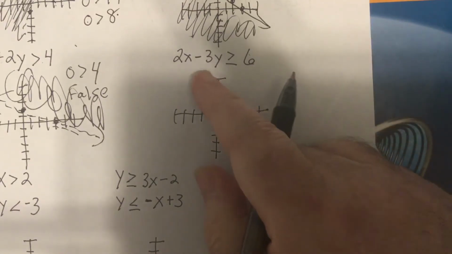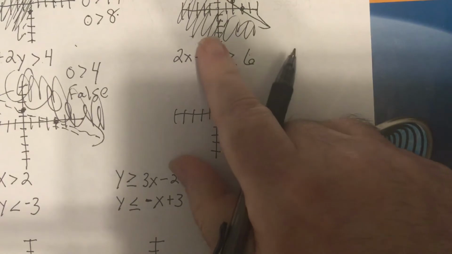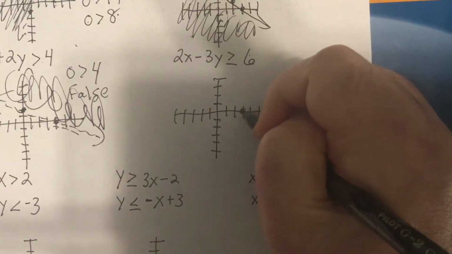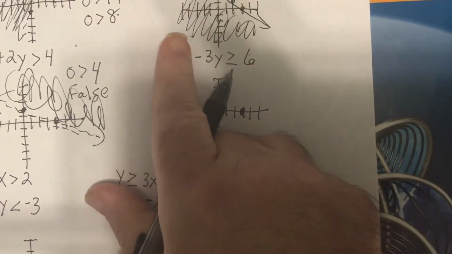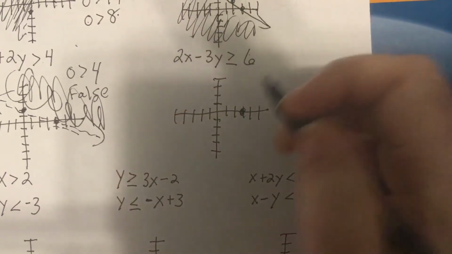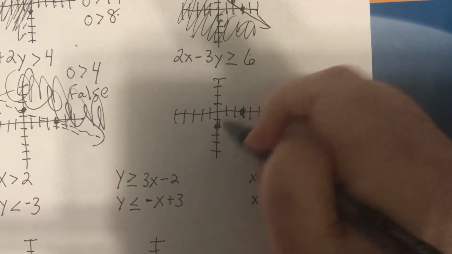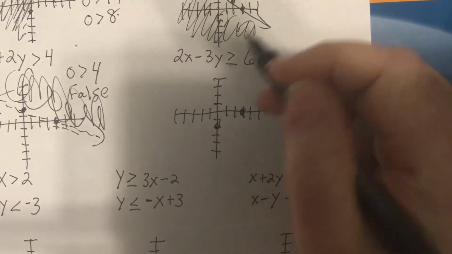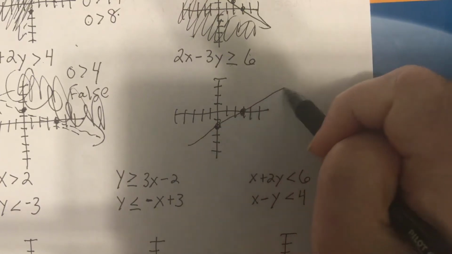Okay, so again, if it's in standard form, I like to do intercepts. The x-intercept is 3, put 0 in for y. The y-intercept, put 0 in for x, is -2. Now you don't have to, you could solve this for y. Treat it like an equal, solve for y. It is an equal, so it's solid.